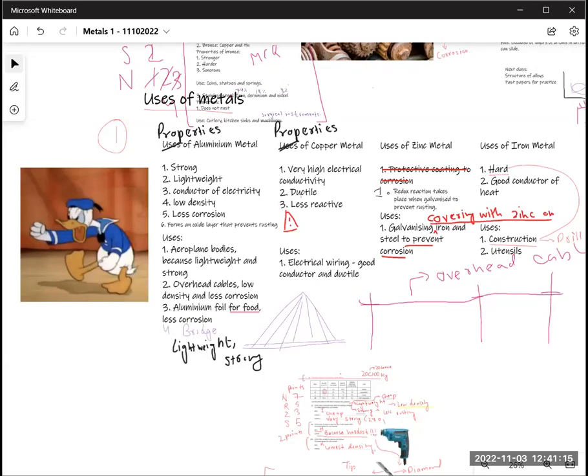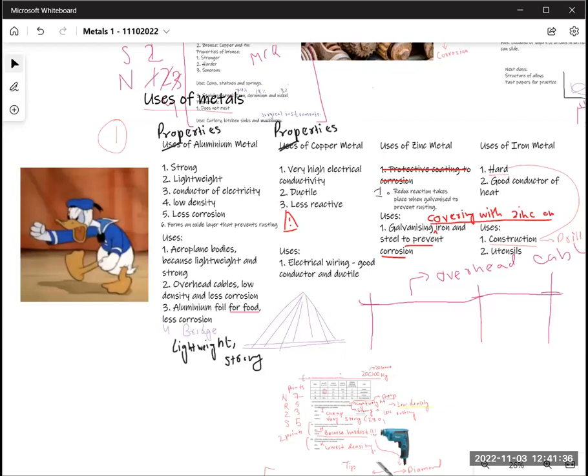Then we also looked at copper. Copper is a very good conductor of electricity, right? Very high electrical conductivity. It's not the best, but it is one of the cheapest and one of the best. It's also ductile, so you can make wires out of it. It's less reactive, so that's also good. We saw in the last class how copper does not react with water.